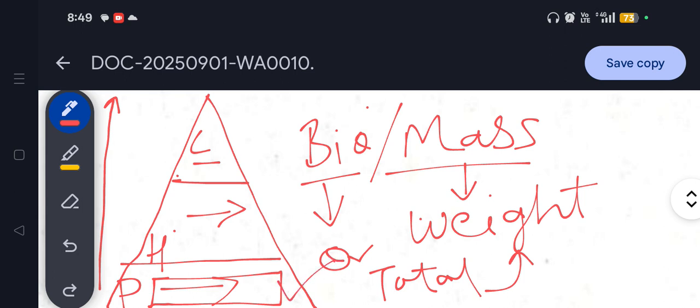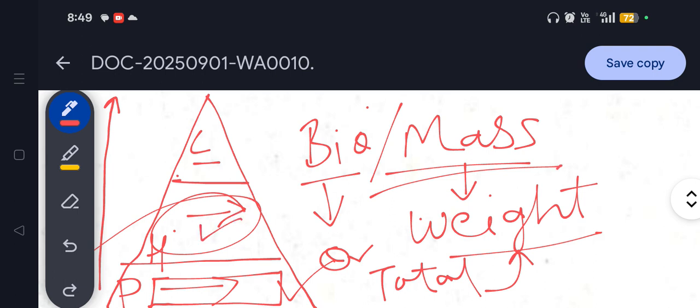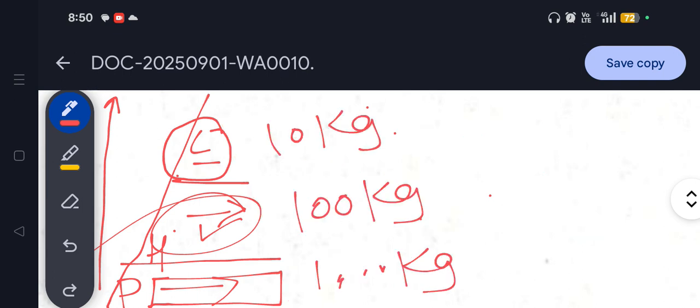You have to take the total, or we can say the weight, of all the herbivorous animals who are under this category, who are totally herbivorous, 100% herbivorous. The total of them is the biomass of that category or this level. And when you take the total weight of all the animals who are carnivorous, you get the biomass of this category.